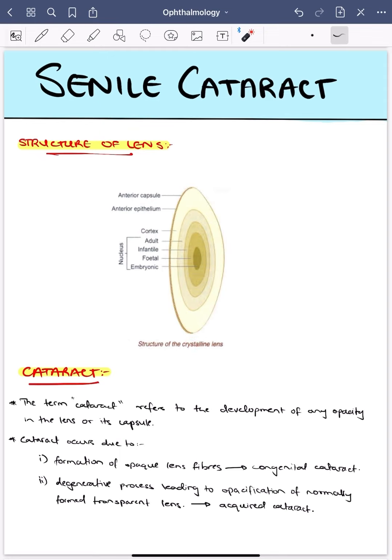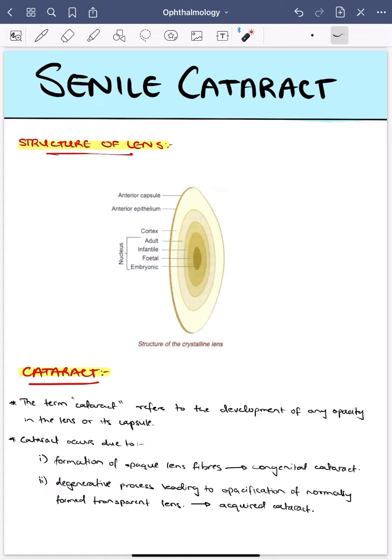Now, the lens fibers are arranged as cortical fibers and nuclear fibers. The cortical fibers are the newly formed younger fibers, and the nuclear fibers are relatively older. And they are further divided into the embryonic nucleus, the fetal nucleus, the infantile nucleus, and the adult nucleus.